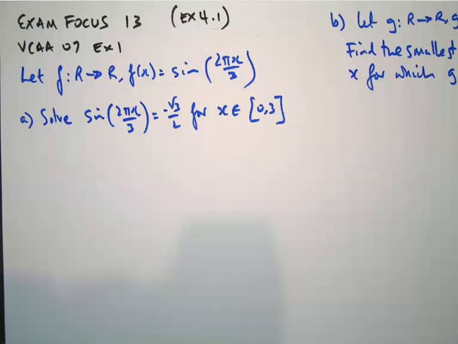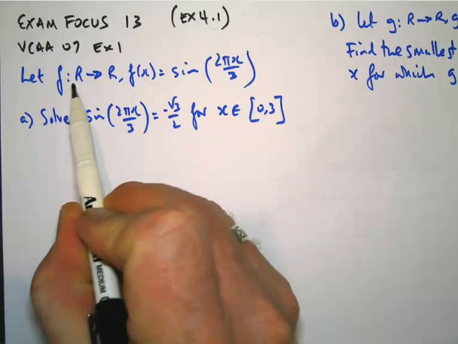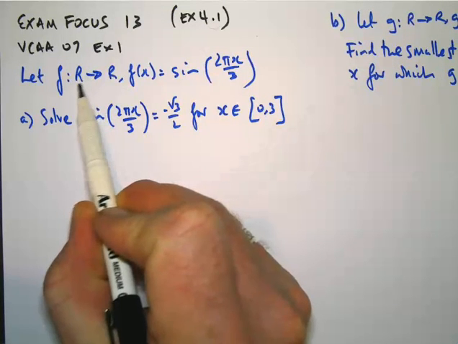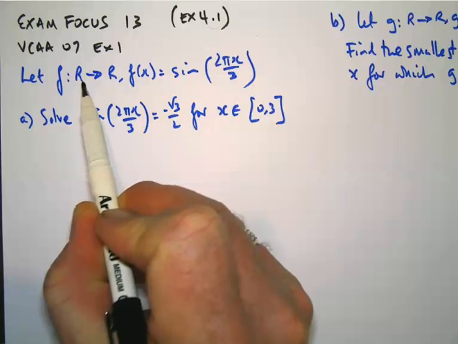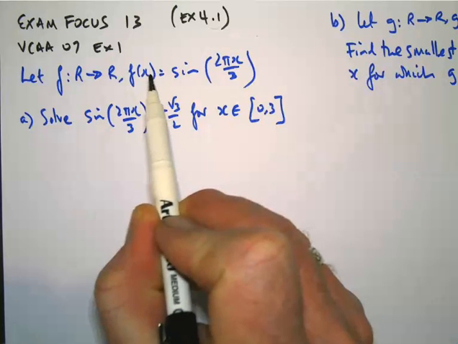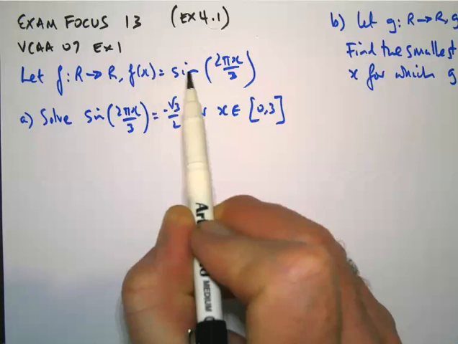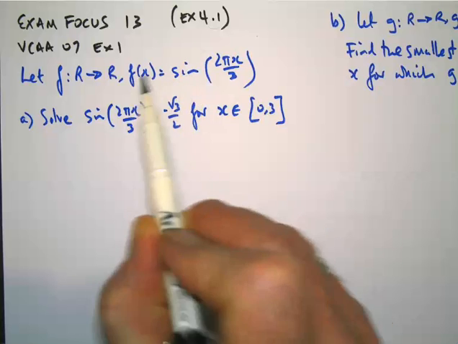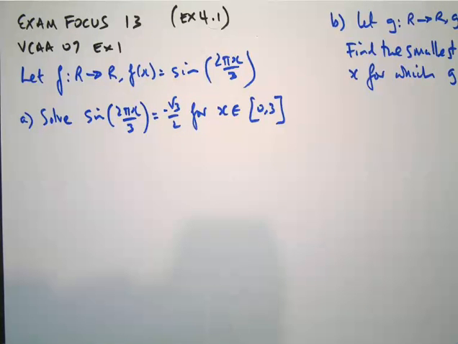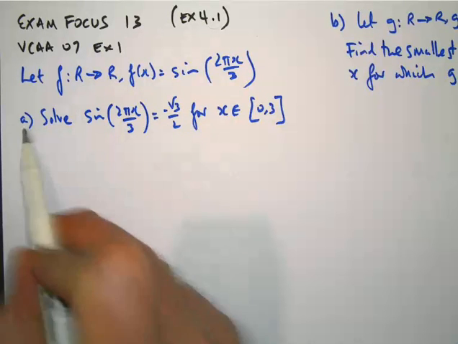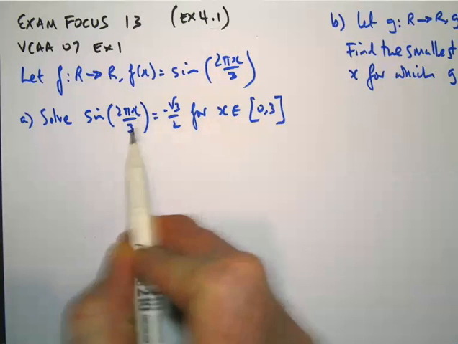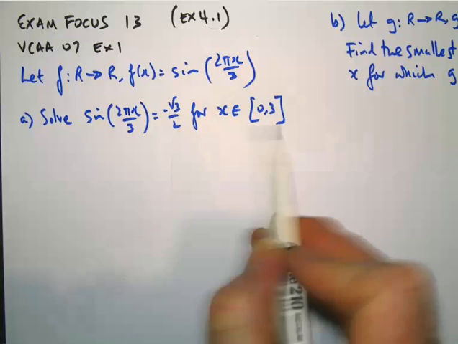So let f be the function with domain R, and f maps all real numbers to all real numbers. f(x) equals the sine of 2 pi x divided by 3. In part A, it just says solve sine of 2 pi x over 3 equals minus root 3 on 2, for x going from 0 to 3.